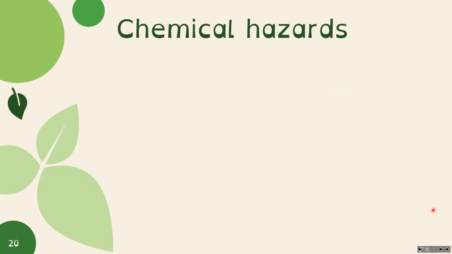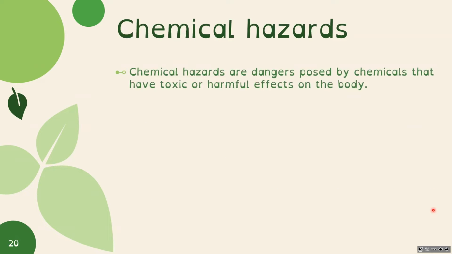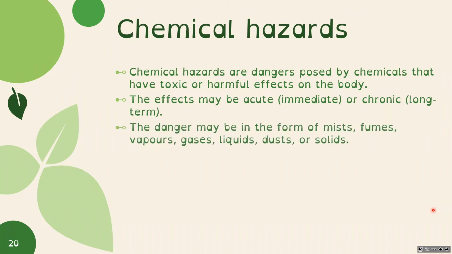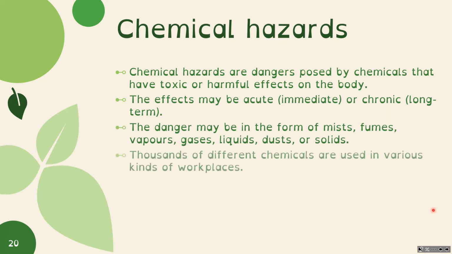All right, so now we have chemical hazards. Chemical hazards are dangers posed by chemicals that have toxic or harmful effects on the body. The effects may be acute, so immediate, or chronic, which is long-term. The danger may be in the form of mists, fumes, vapors, gases, liquids, dust, or solids. So there are lots of different ways that chemicals can be harmful. Thousands of different chemicals are used in various kinds of workplaces. So it's all around us, something to be really quite educated about so that you really know how to keep yourself safe.